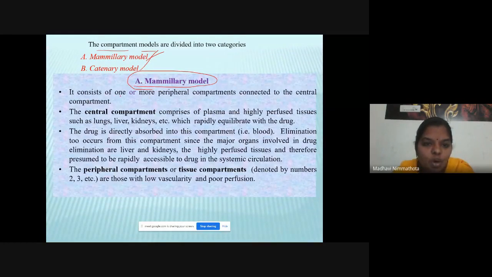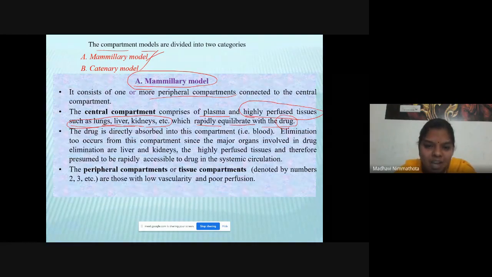It consists of one or more peripheral compartments. Apart from kidney, liver and lungs, you can select any of the tissues, such as skin, as peripheral compartments. Kidney, lungs and liver or plasma are the central compartment. The peripheral compartments will be connected to the central compartment. The central compartment comprises plasma and highly perfused tissues, such as lungs, liver and kidneys, which rapidly equilibrate with the drug distribution.